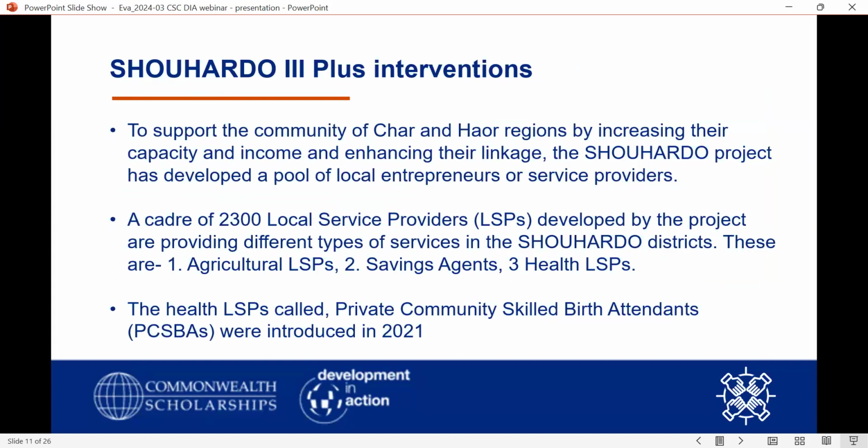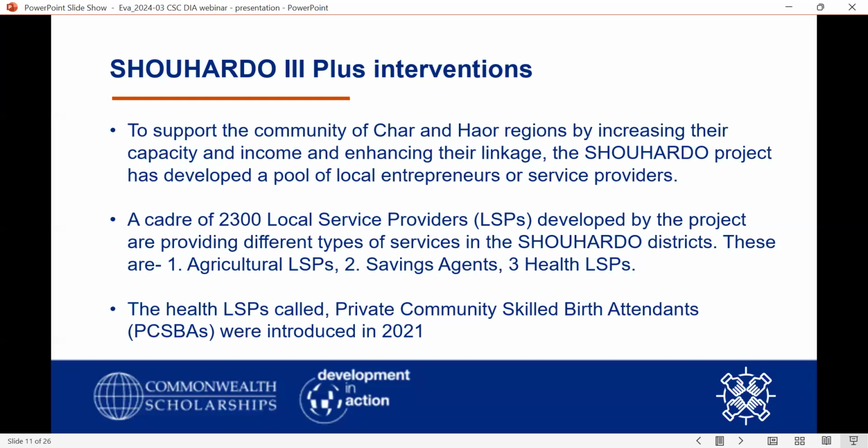So now I will talk about some Sohardo 3+ interventions. To support the community of Chor and Haur regions by increasing their capacity and income and enhancing their linkages, Sohardo 3+ has developed a pool of local entrepreneurs or service providers. Actually, these local entrepreneurs are the locally led solutions for the community. They provide different services to their community, and they are all community people.